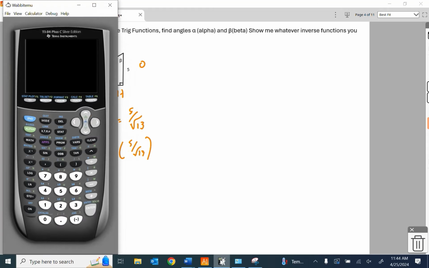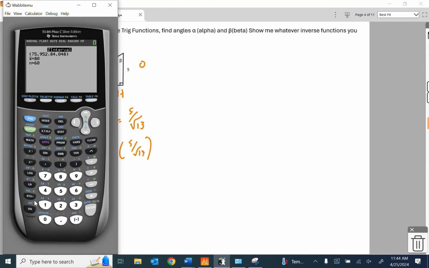So I'm going to pull up my TI-84. I'm going to make sure that I am in degree mode. So I have to be in degrees. And I'm going to hit second tangent of 5 divided by root 13. I'm going to get about 54.20 degrees.